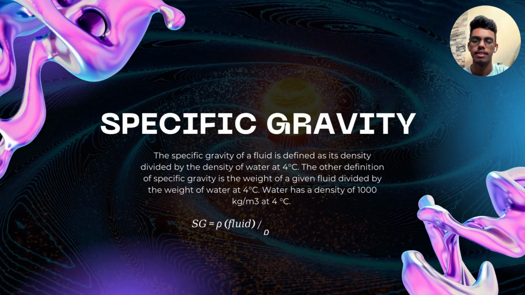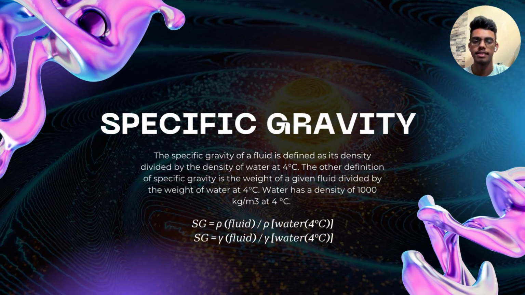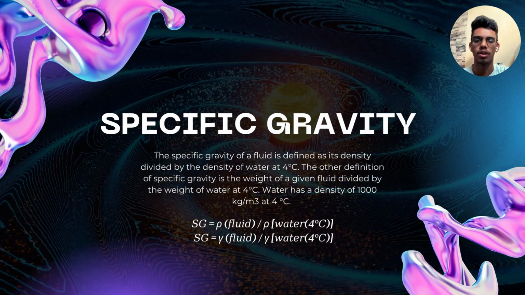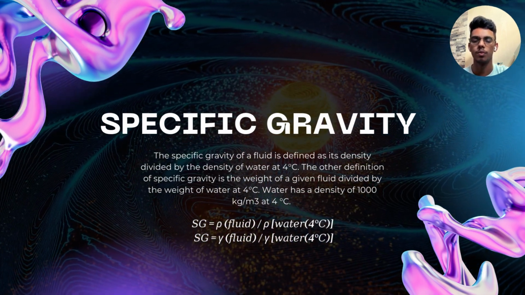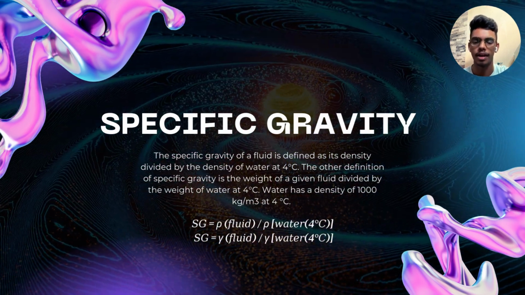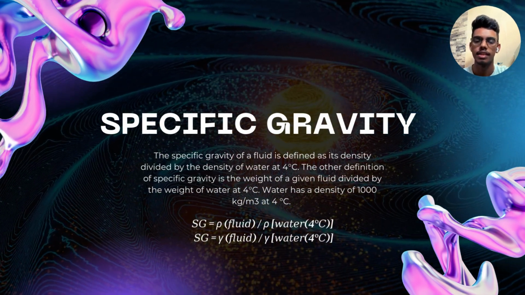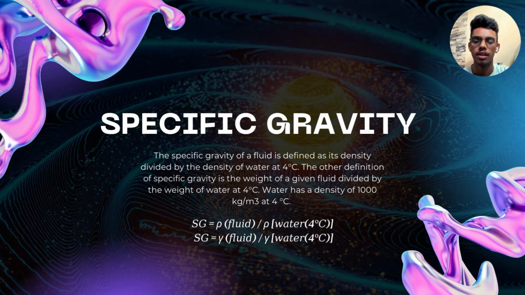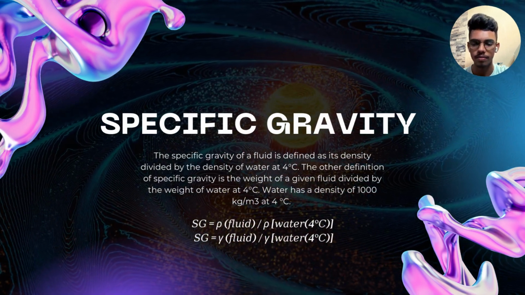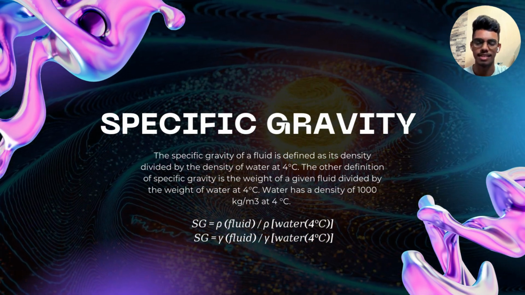Next is specific gravity. The specific gravity of a fluid is defined as its density divided by the density of water at 4 degrees Celsius. The other definition of specific gravity is the weight of a given fluid divided by the weight of water at 4 degrees Celsius. Water has a density of 1000 kg per meter cube at 4 degrees Celsius. The formula to calculate specific gravity is specific gravity equals density of fluid over density of water at 4 degrees Celsius, or specific weight of fluid over specific weight of water at 4 degrees Celsius.